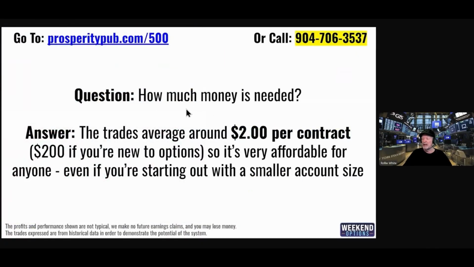So here are some frequently asked questions. How much money is needed? Well, the trades average around $2 per contract. And Nate said he was looking at the live trades and it's been averaging about $1.80 per contract. So that would be $180 to $200 per contract. We think that's very affordable for anyone, given that you might be starting out with a small account size.